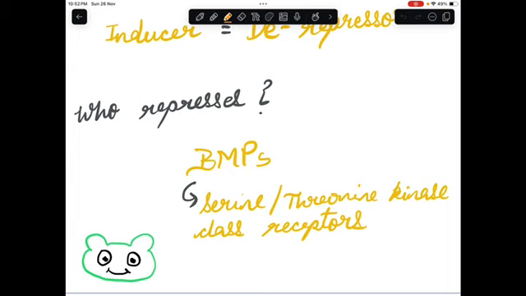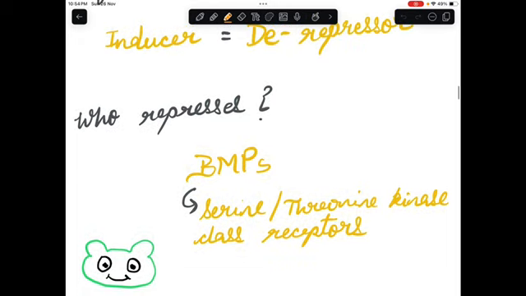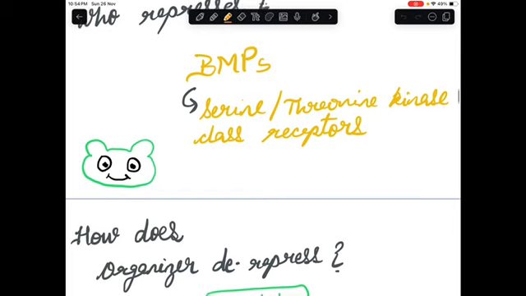Here, let me introduce BMPs, or bone morphogenetic proteins, which are members of the TGF-beta related proteins and act via the serine threonine kinase class receptors. It was found that in the absence of signals from organizers, ectodermal cells secreted BMPs which suppress neural differentiation. This finding was confirmed when a truncated version of BMP blocking its signaling triggered differentiation of neural tissue in Xenopus frog embryo. The question that follows is, how does the organizer de-repress?